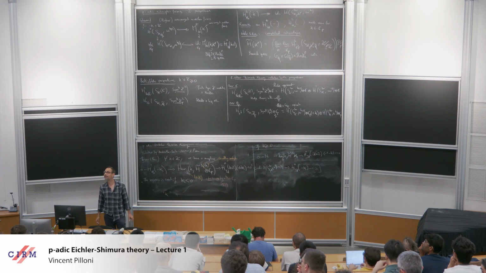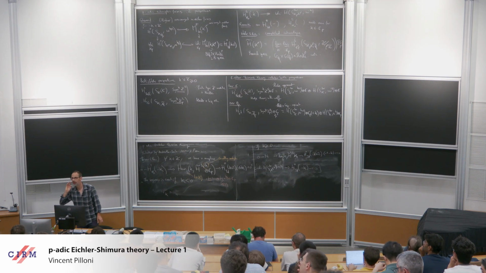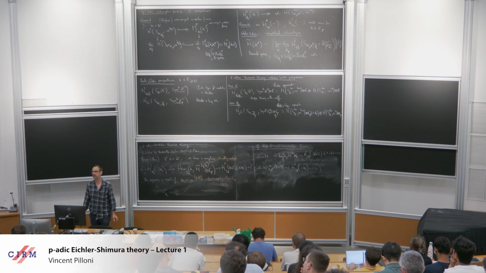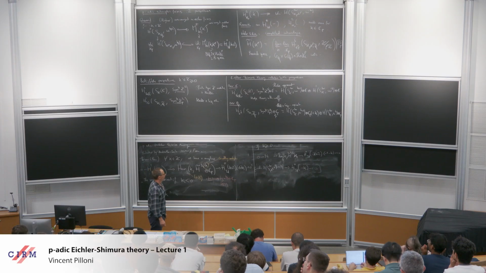There is also an H1. You can define it, but it will turn out to be 0 because these neighborhoods of the ordinary locus are affine, and so on an affine space you don't have it. Okay, all right.